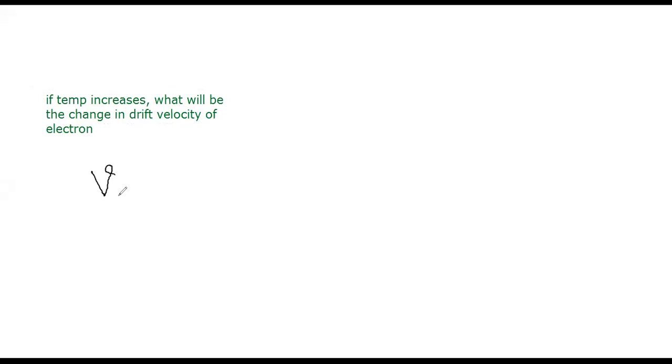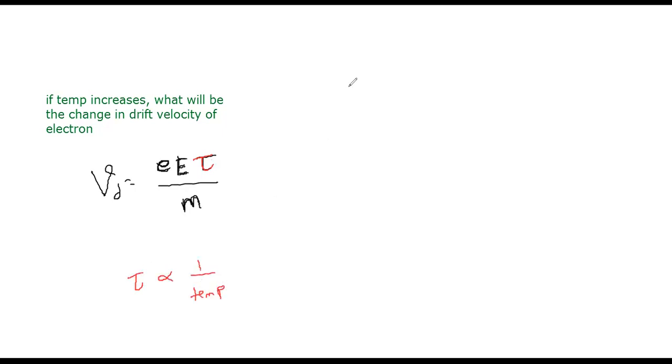What is the formula? Drift velocity is equal to what? Small e capital E tau by m. Here small e is the charge of electron, it does not depend on temperature. What is m? Mass of electron, it does not depend on temperature. What is E? Electric field, it does not depend on temperature. But the tau time depends on temperature. So relaxation time depends on 1 by temperature.